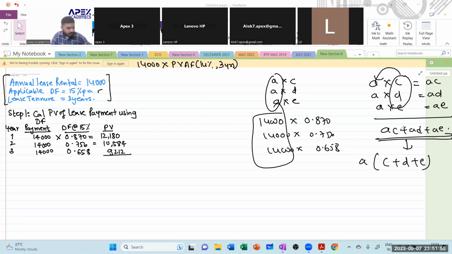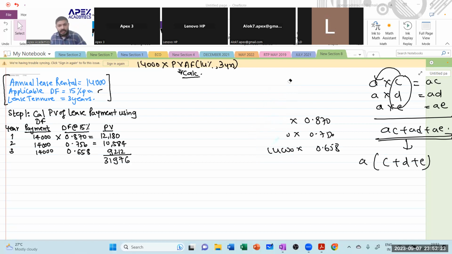So if I was to do it by the present value annuity factor, I would take the total of these three and calculate this number directly on my calculator, arriving directly at the figure 12180 plus 10584 plus 9212, giving me the total 31,976. However, I am not doing that today to avoid your confusion and to avoid any other doubts coming in this calculation.